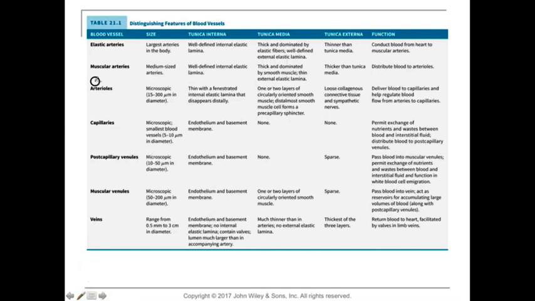So again, when we look at arterioles, they deliver blood to capillaries and help regulate blood flow from arteries to the capillaries. When we look at post-capillary venules and then muscular venules, the post-capillary venules are going to pass blood into the muscular venules, permit exchange of nutrients and waste between the blood and the interstitial fluid, and they function in white blood cell emigration. The muscular venules pass blood into the vein and act as a reservoir for accumulating large volumes of blood. And then veins return blood to the heart, and they're facilitated by valves that are in the veins.